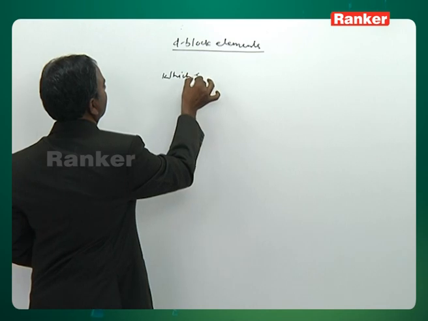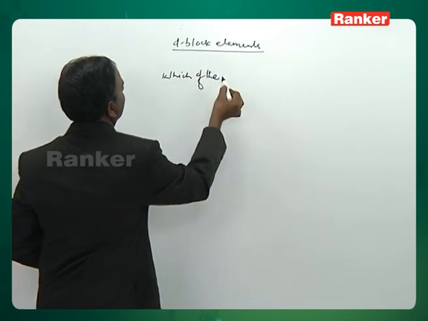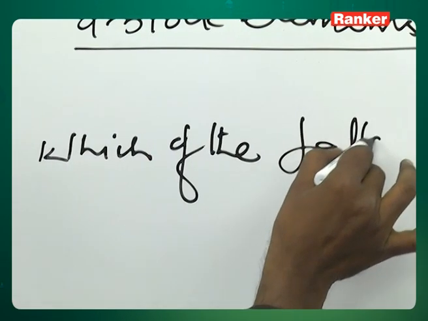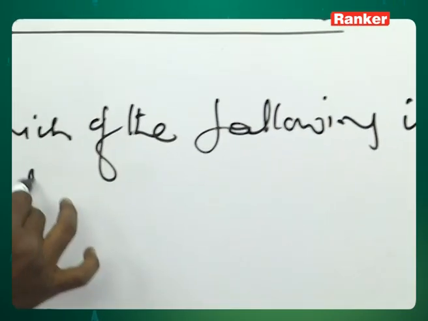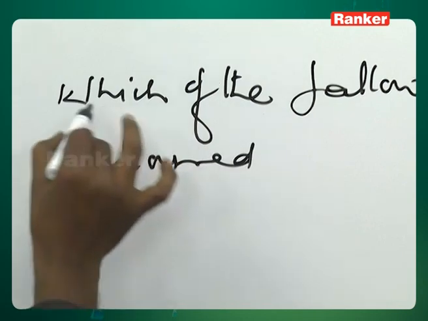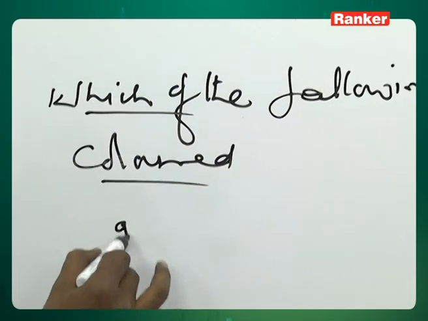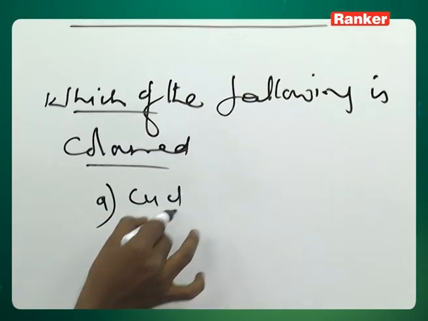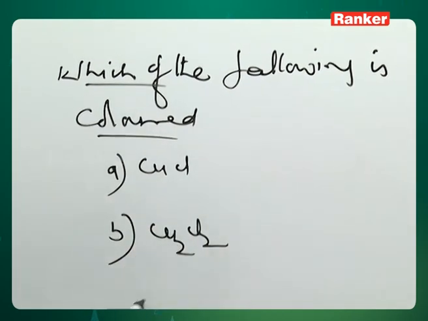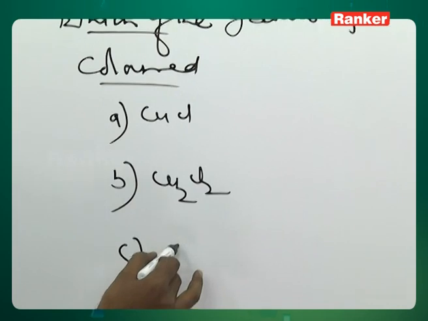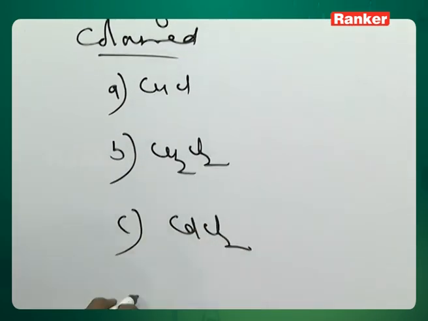What is this d-d transition? Yes, both are d orbitals only. The lower energy level is a d orbital, the higher energy level is a d orbital. This particular transition, we are calling it the d to d electronic transition or t2g to eg electronic transition. This is the reason for most of the d block elements and their compounds exhibiting color.